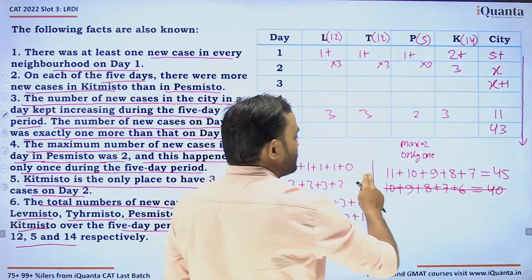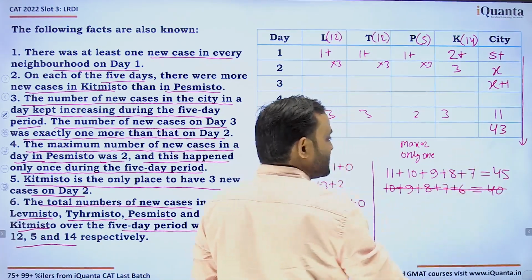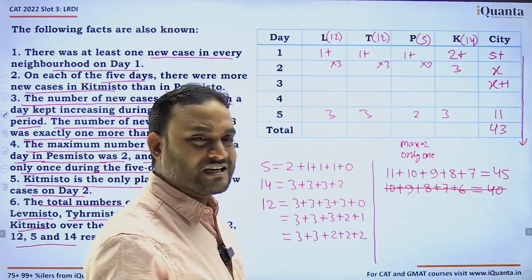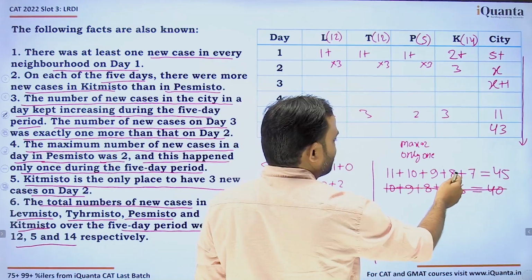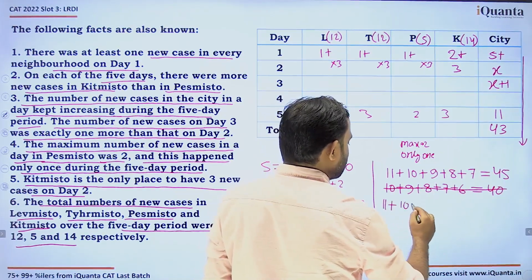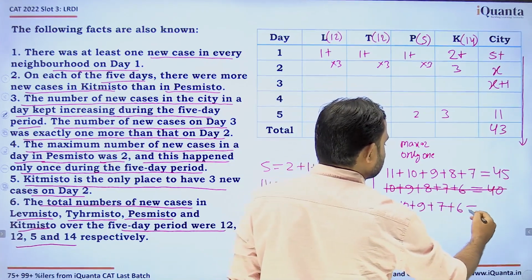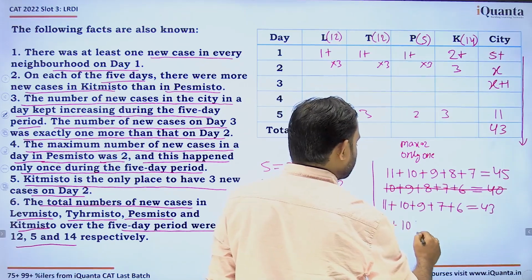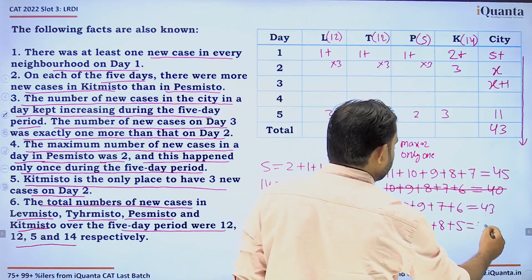Now, we know that 10 plus 11 plus 9 plus 8 plus 7 is 45. How can we achieve 43? We must decrease 2, right? We can take this as 7 plus 6: 11 plus 10 plus 9 plus 7 plus 6 is equal to 43. Or we can make it 11 plus 10 plus 9 plus 8 plus 5 is equal to 43.